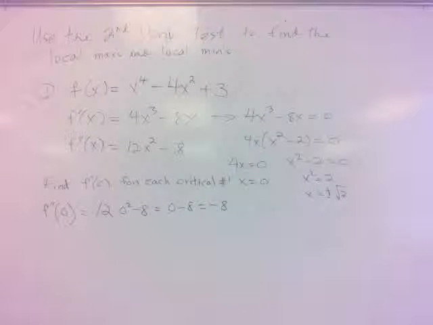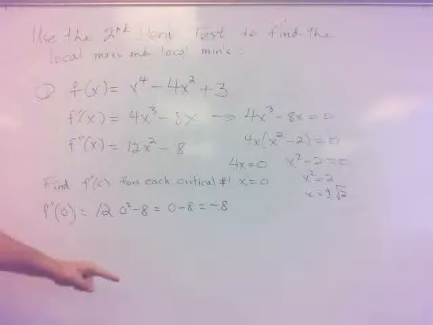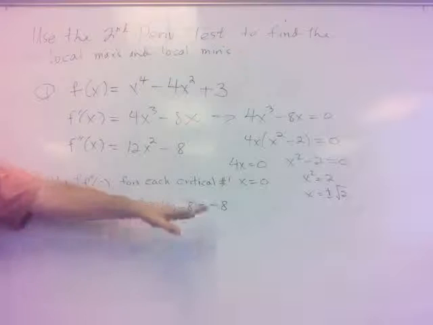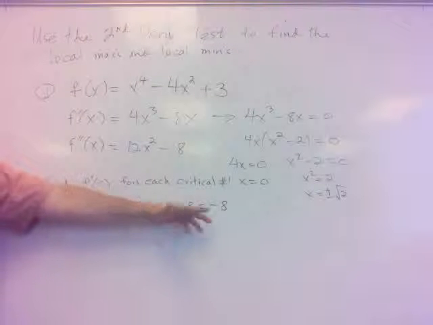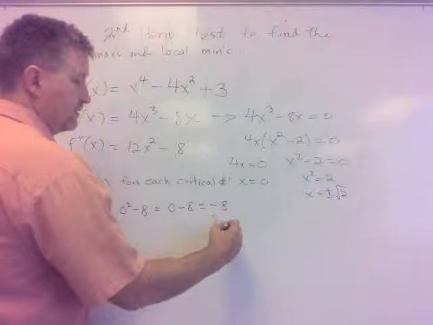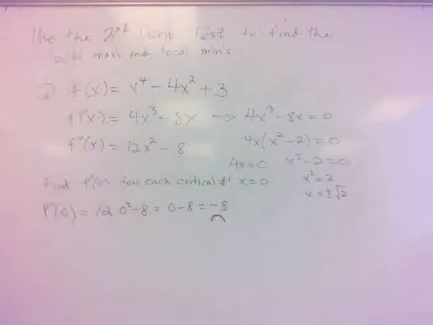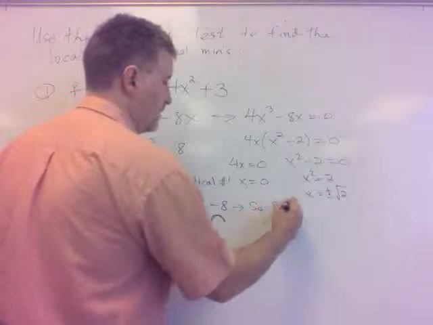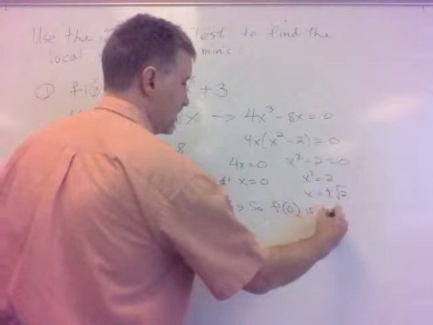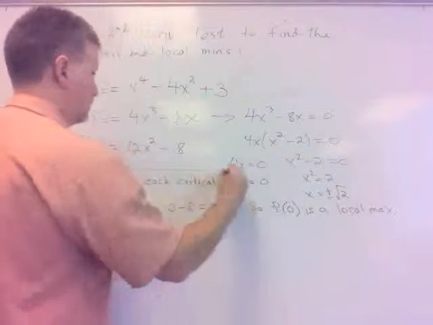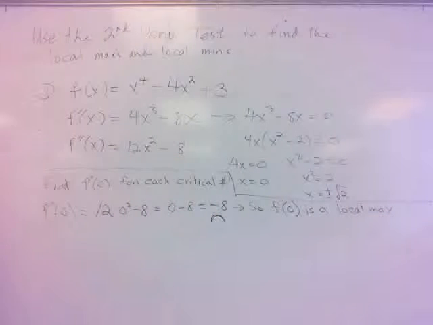Then I go back to my little table there, think about it. What that tells me, that's that second derivative at the critical number, and it's negative. That's concave down. Negative second derivative is concave down. So what have I got at 0? It'll be a max, okay? So the function value at 0 is a local max. Separate that out a little bit.